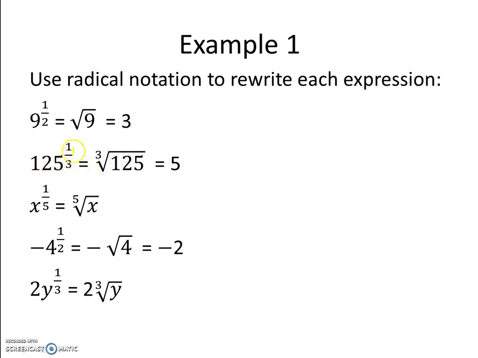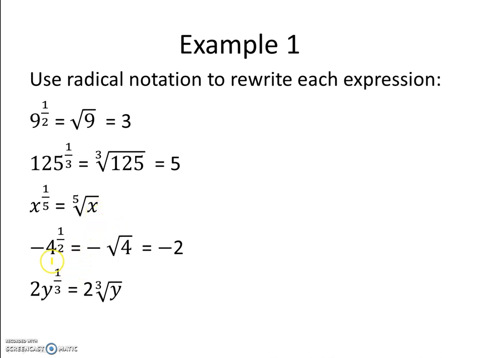The square root of 9 is equal to 3. 125 raised to the 1/3 means to take the cubic root of 125. It's 5 because 5 times 5 times 5 is 125. Then x to the 1/5 is simply the 5th root of x.